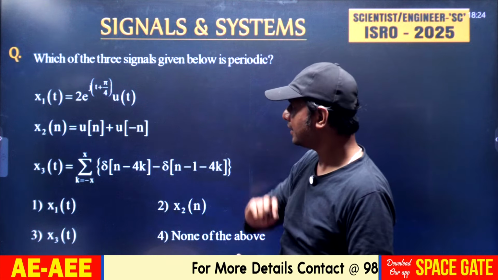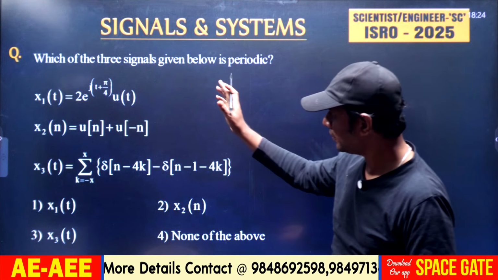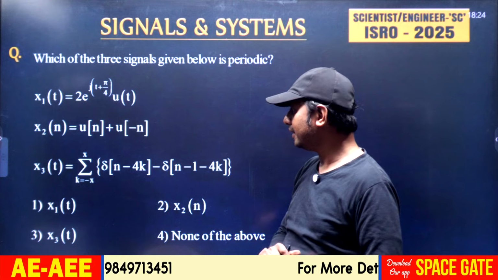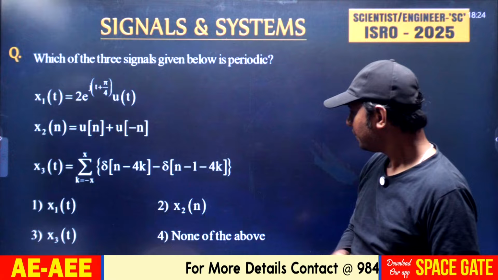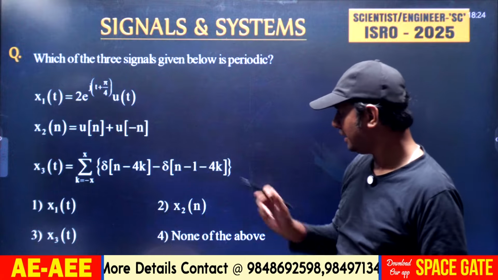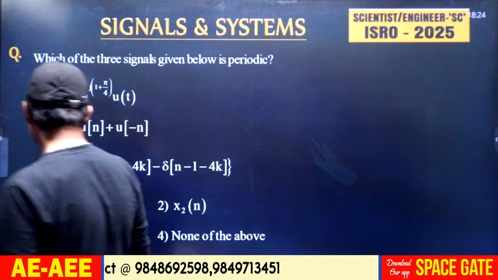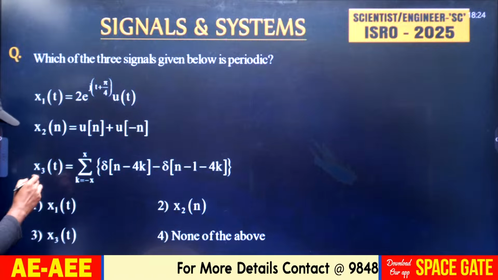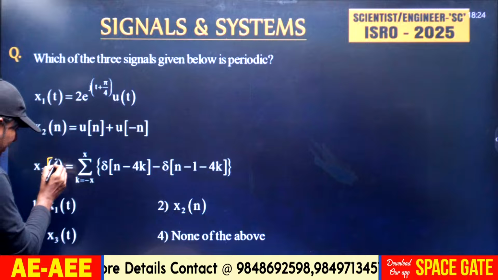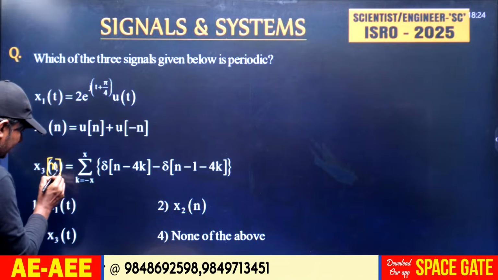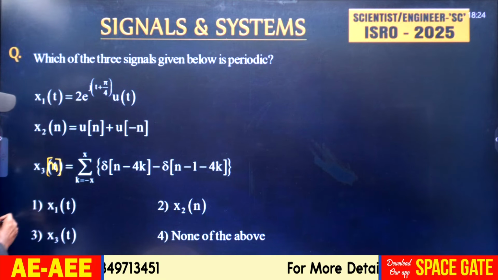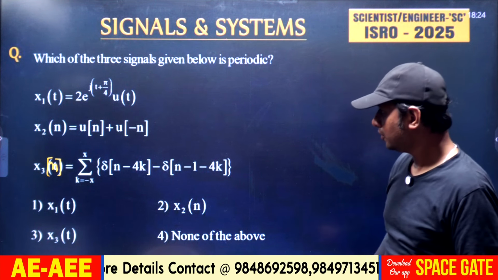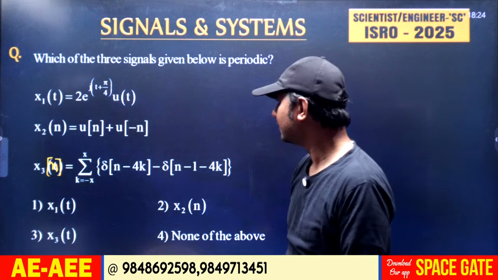x1 of t he has given, and the first one is a continuous time signal, the second one is a discrete time signal, and the third one is a discrete time signal, but he mentioned here as x3 of t. There is a printing mistake in the problem given. This must be x3 of n. Right. Now, what are the options? So, options are given like this.